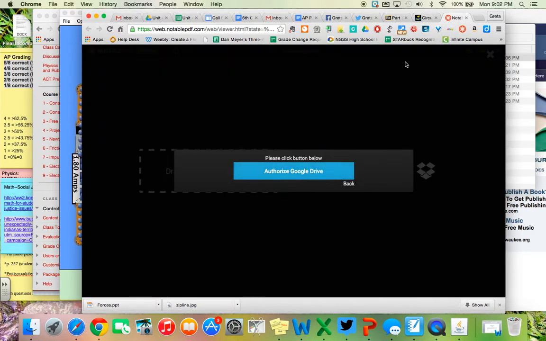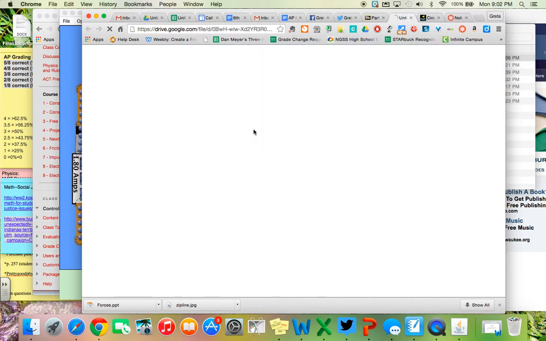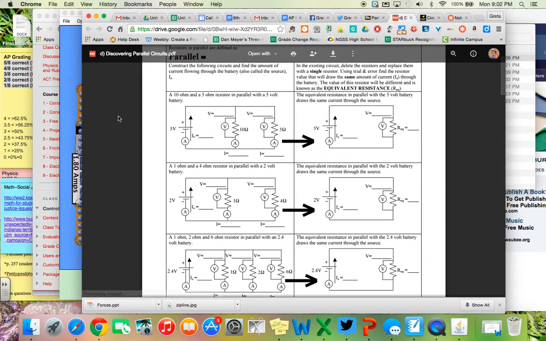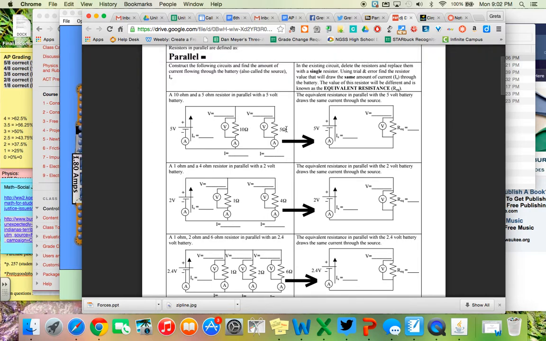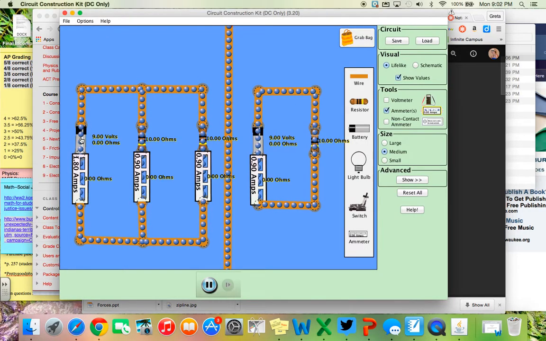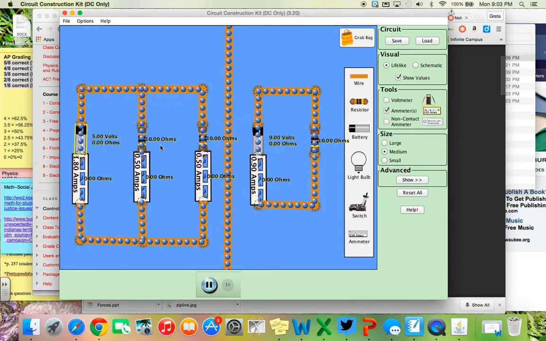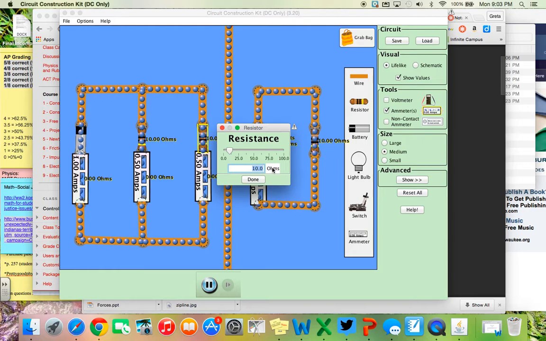Let's walk through what this is going to look like. Let me open this up real quick. On this file, you're going to have three different circuits that you'll enter the values for in your simulation. Once again, this is going to be our parallel circuit, and over to the right is going to be our equivalent circuit. We want to create a 5-volt battery, a 10-ohm resistor, and a 5-ohm resistor. So I'm going to right-click on the battery and change it to 5 volts. The resistor is already at 10 ohms, and I'm going to move this one over to 5 ohms, matching my sheet.